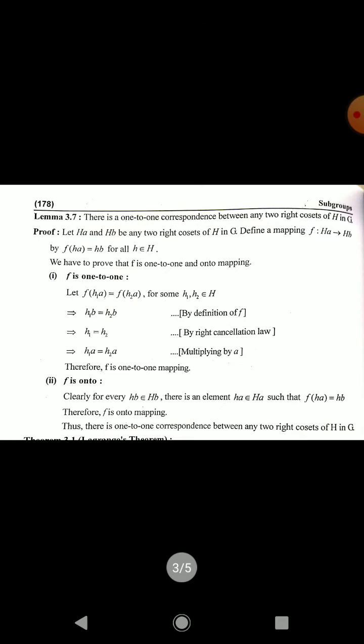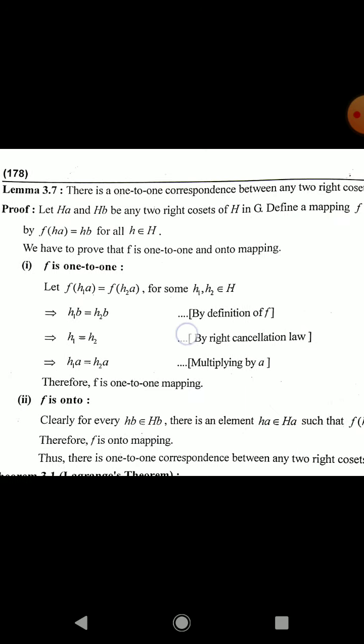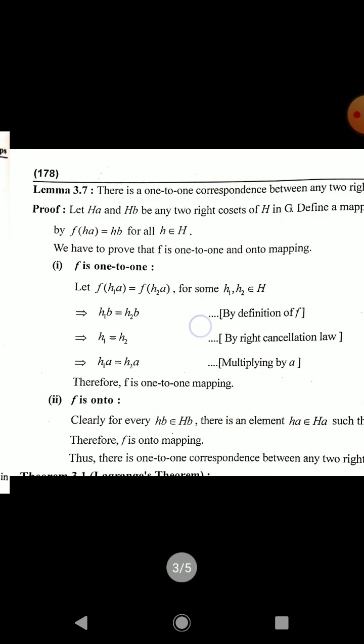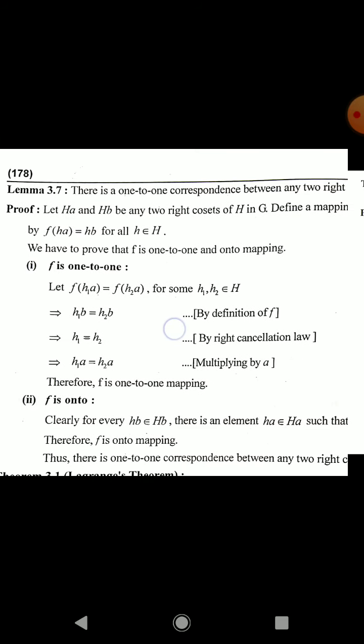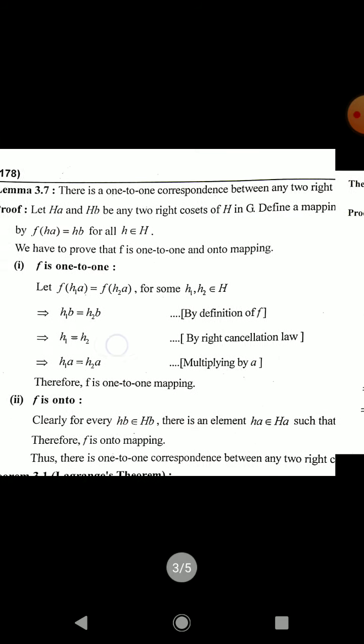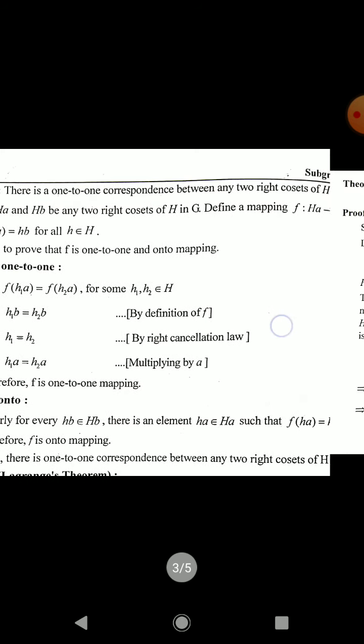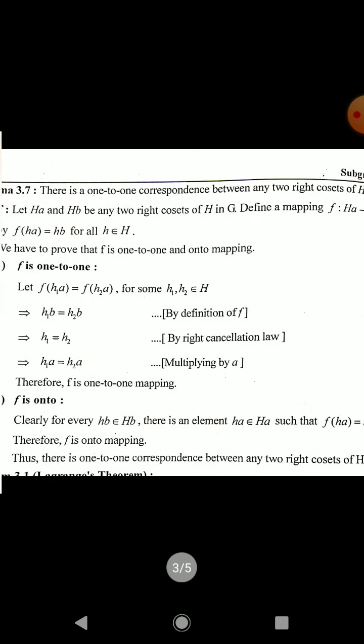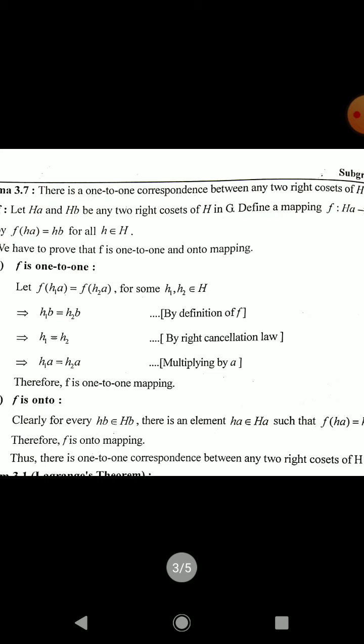Then next, the lemma. First lemma: in the case of cosets, there is a one-to-one correspondence between any two right cosets of H. This lemma is also true for left cosets. Everything which is true for left cosets is also true for right cosets, or conversely, if it is true for right cosets, no doubt it is also true for left cosets. Means we shall prove the result taking only one type of coset, either left cosets or right cosets.